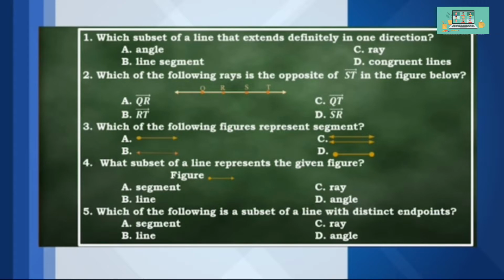And number 5. Which of the following is a subset of a line with distinct endpoints? A. Segment. B. Line. C. Ray. D. Angle.